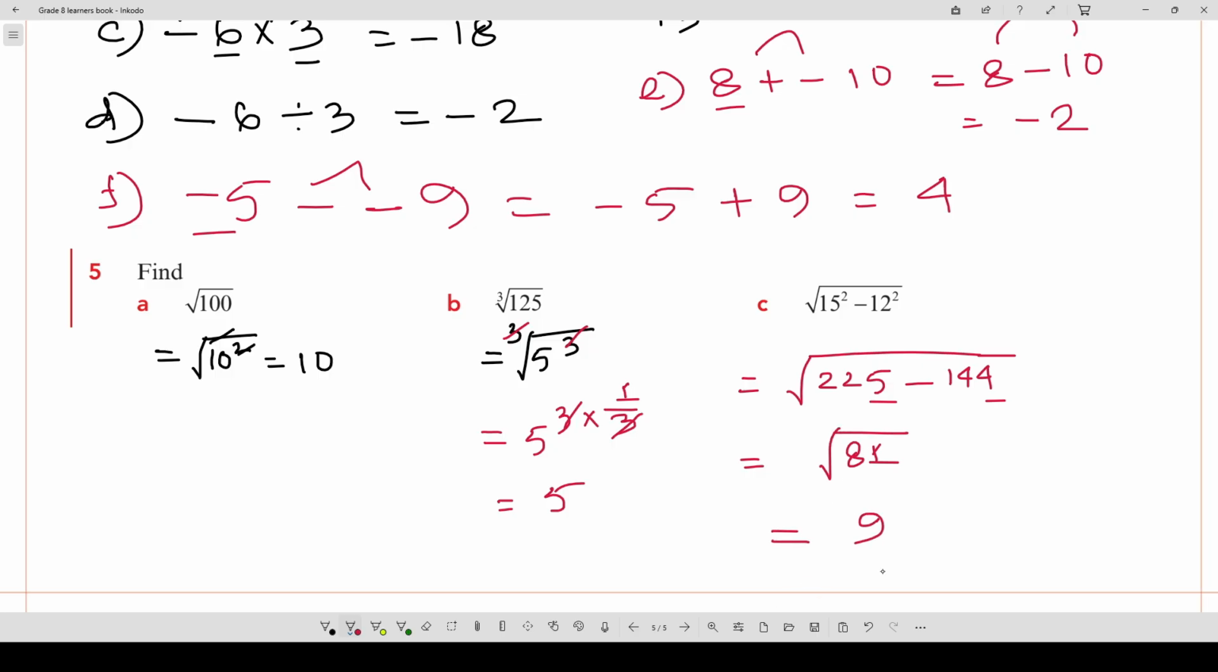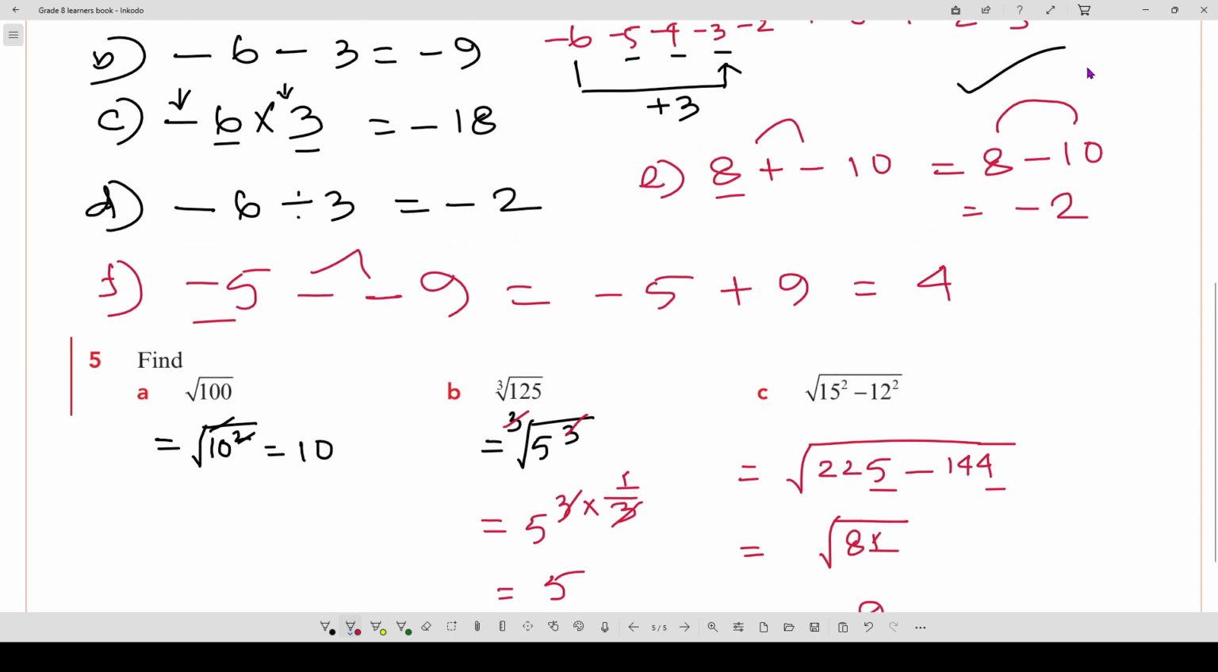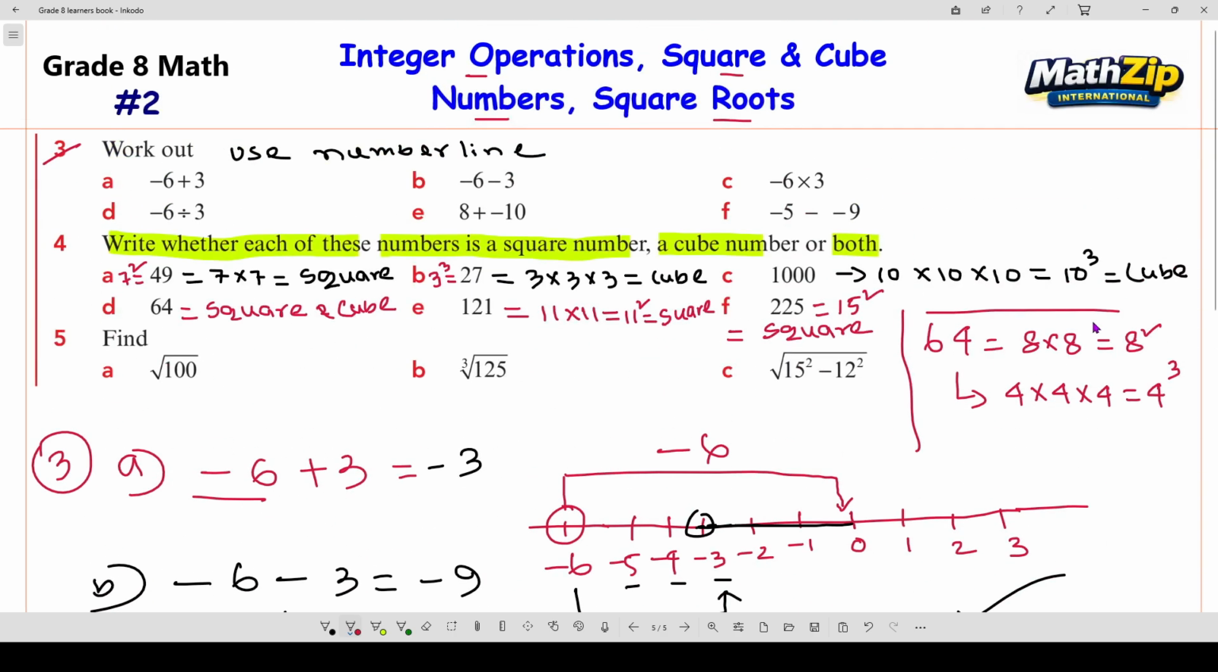Okay, so very simple. In this video we tried to solve three math topics based on operations, square and cube numbers, and square root. In the next video we will discuss more, which is also very important for any grade, especially 6 to 8.